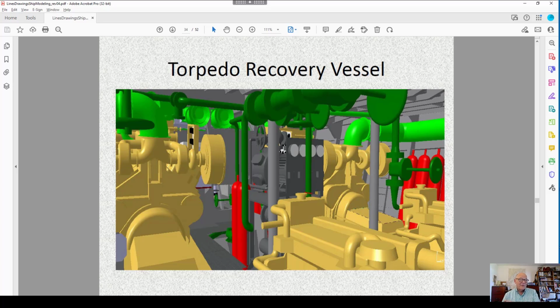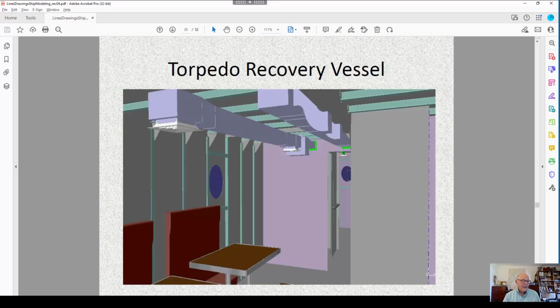This is actually from a CATIA file that I got of the torpedo vessel, and this is a better idea of just how complex and how much the modeling would have to take into account. So unlike the model we looked at from Ship Constructor, which had some piping but not much, you can see this has all the various equipment in here. The piping is much more complete. And also, this is the galley.